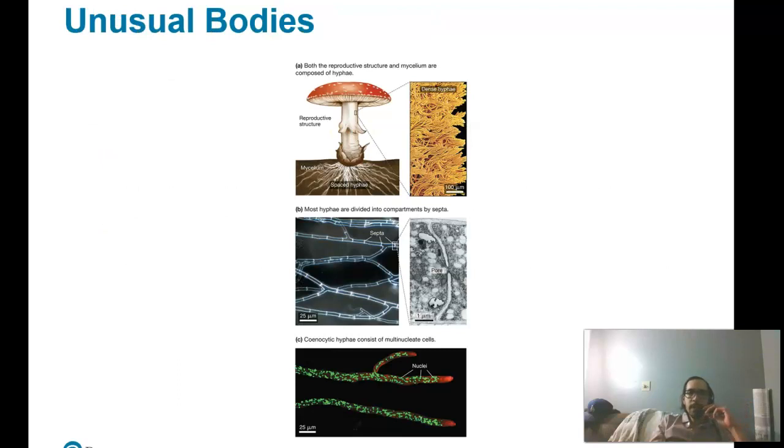Here you can see both the reproductive structure and mycelium are composed of hyphae. So you can see hyphae in every part of the fungi. And here you can see those septa that are dividing the hyphae into compartments. And then with the cenocytic hyphae, which lack the septal walls, you can see those multinucleate cells.